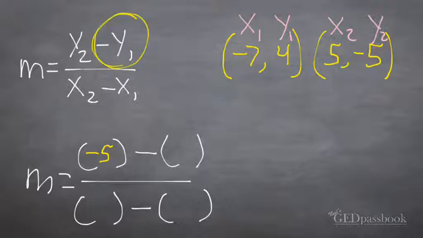Well, it says y1, so tell me, what's y1? 4. What should go in this one there? The formula tells me x2. What's my x2? 5 minus x1. So what's my x1 that should go in there? 7.